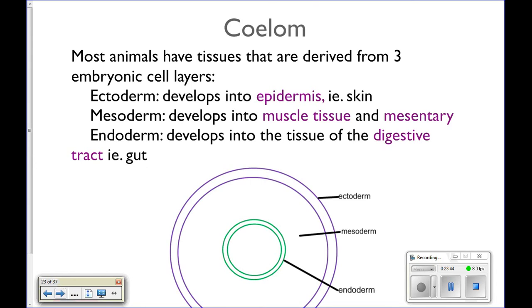You have your 3 cell layers, the endoderm, the ectoderm, and the mesoderm. The ectoderm develops into the epidermis or the skin. The mesoderm is going to develop into the muscles, and then your endoderm is going to develop into your digestive system and other internal organs.